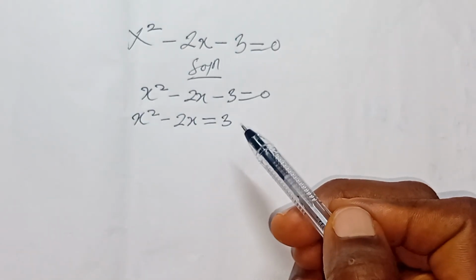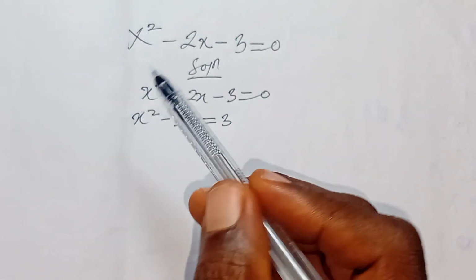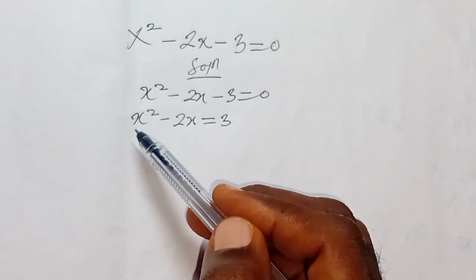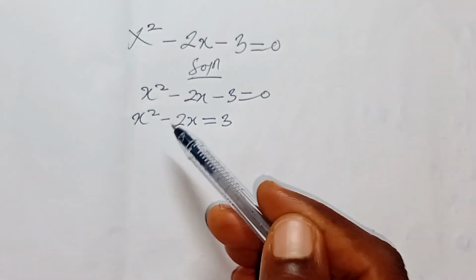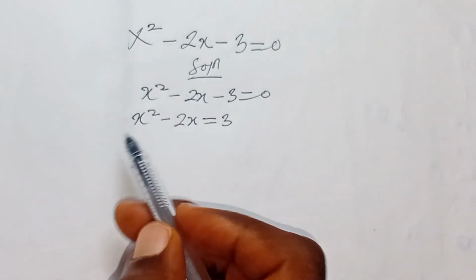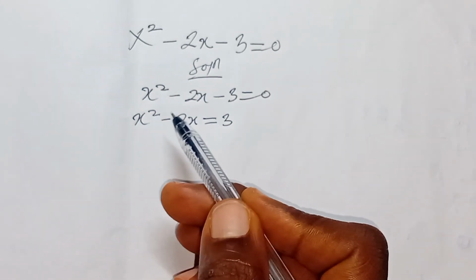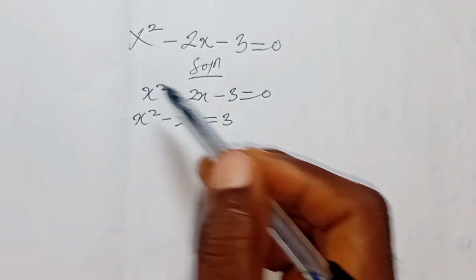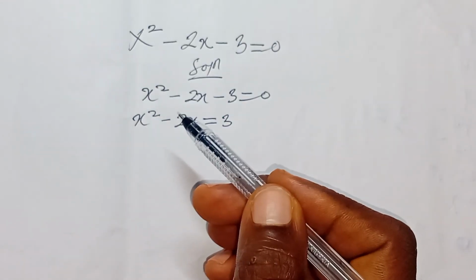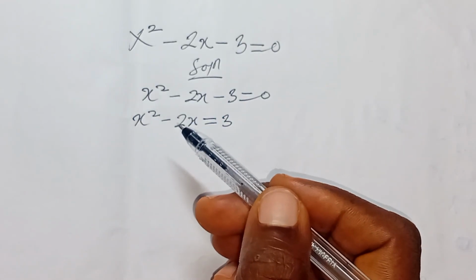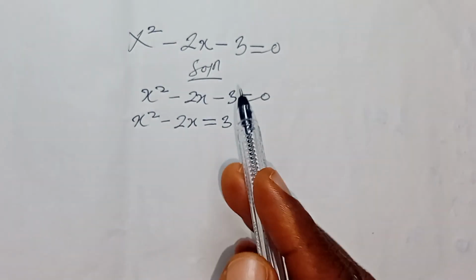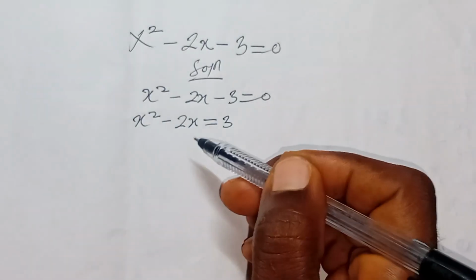The next thing to do is to make sure that the coefficient of x squared is 1. In this case, the coefficient of x squared is 1. If the coefficient of x squared is not 1, we divide through by the coefficient of x squared, right? But here, the coefficient of x squared is 1 already, right? Now, what we do is to add the square of half of the coefficient of x to both sides.